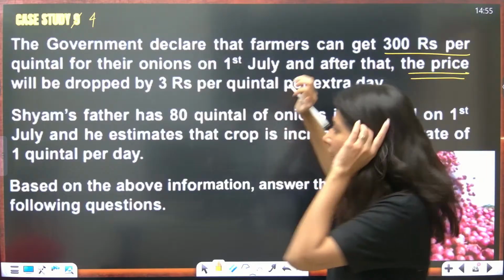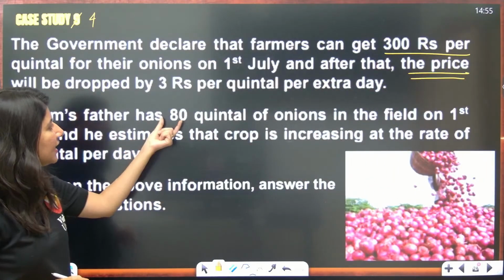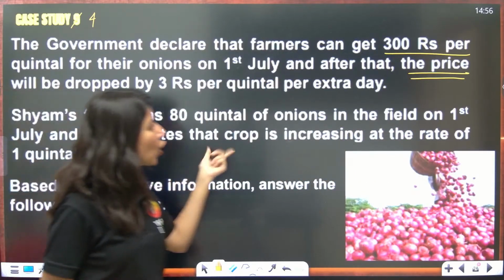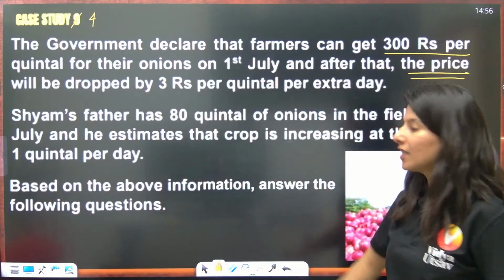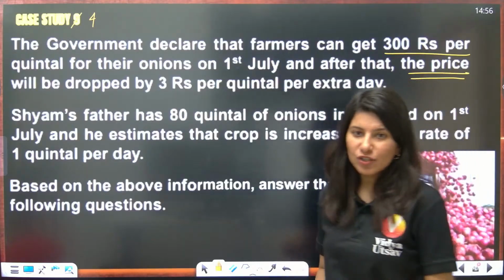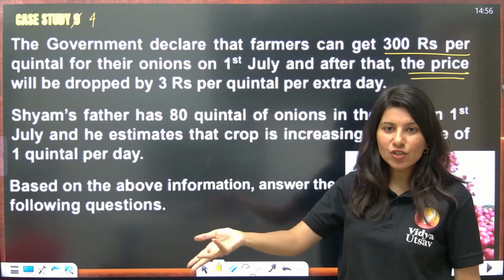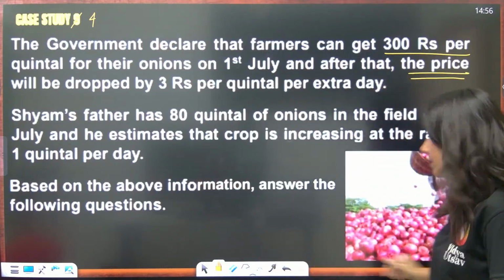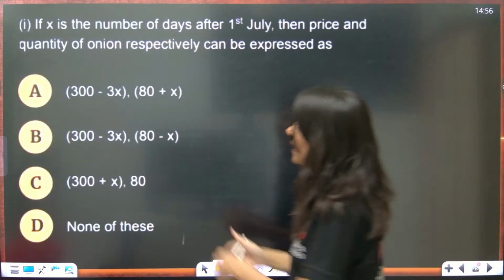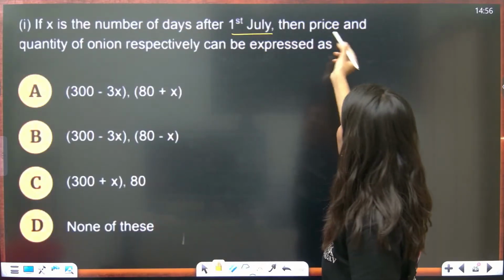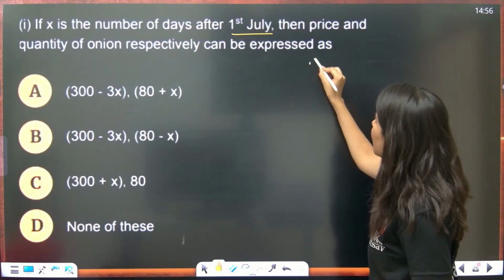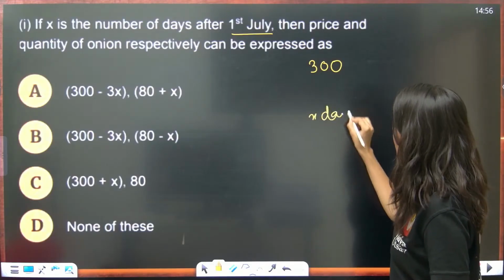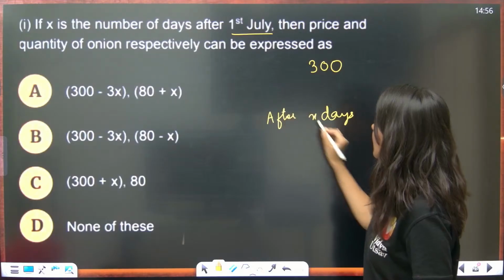Shyam's father has 80 quintal of onion in the field on 1st July. And he estimates that the crop is increasing at a rate of 1 quintal per day. So on 1st July he is having 80 quintal. On 2nd July, he will be having 81. On 3rd July, 82 and so on. Now, what are the questions? If X is the number of days after 1st July, then the price and quantity of onion. So, price of onion is 300. Now, after X days, what is happening? Price is dropping.